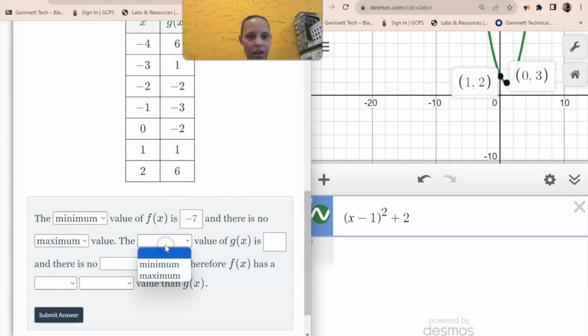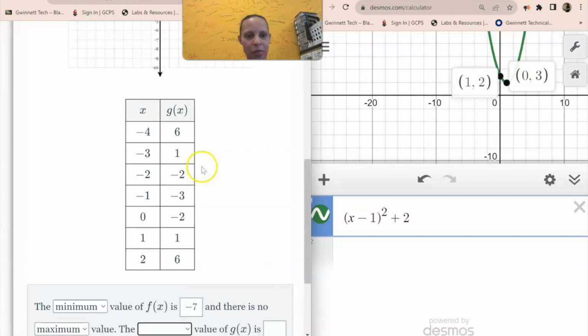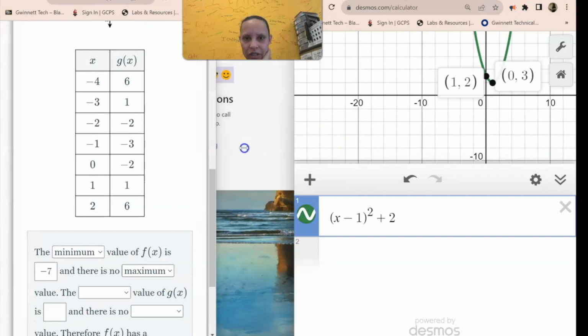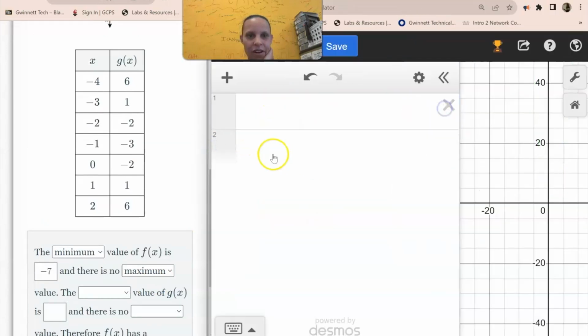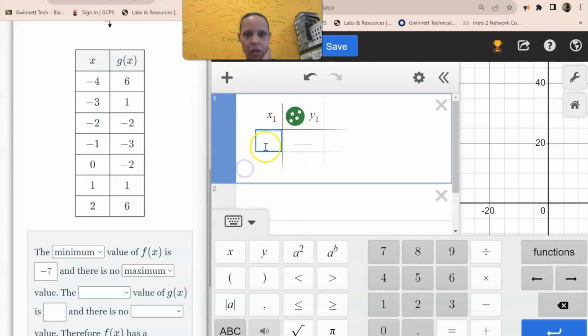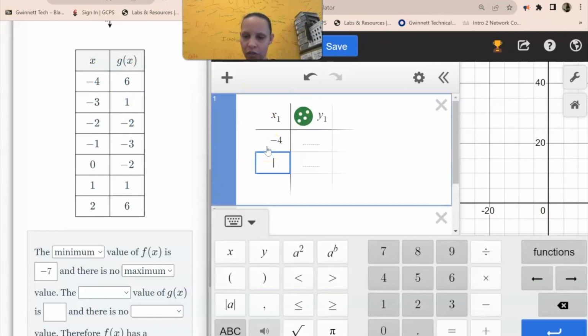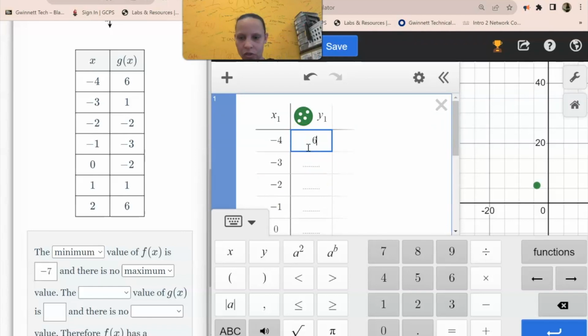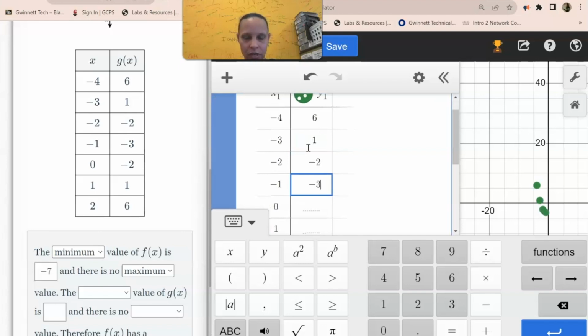Now I don't know if this is a maximum or minimum. I could show you how to put it in, but since we're showing you via cheating, we're going to show you via cheating then. We're going to commit. To put in a table, you're going to click the plus sign, table. Put in your values, and just make sure that you're very careful that you put them in correctly. If I keep pressing enter, it keeps putting it in, right? Then come right here. So it goes 6, 1, -2, -3, -2, 1, and 6.